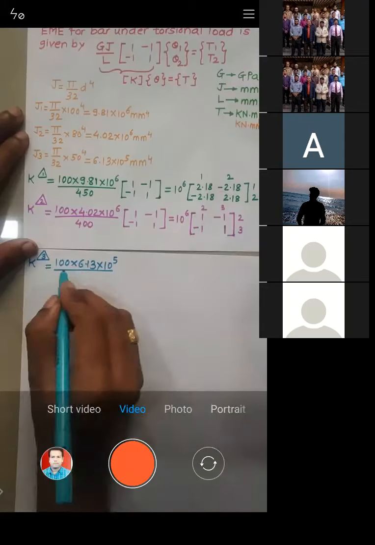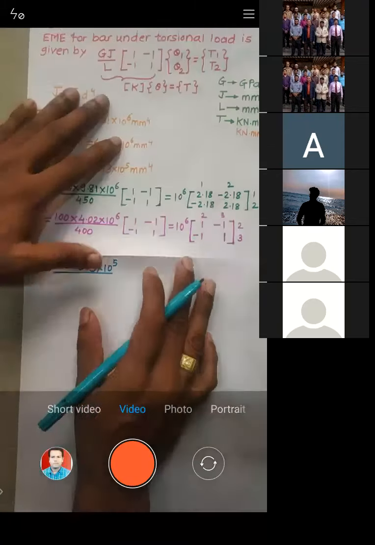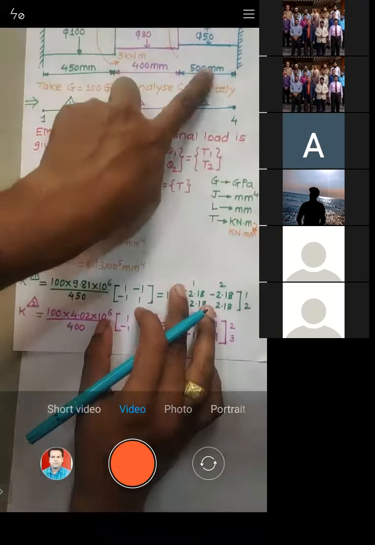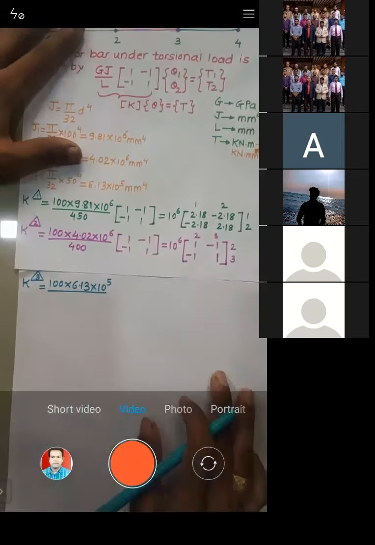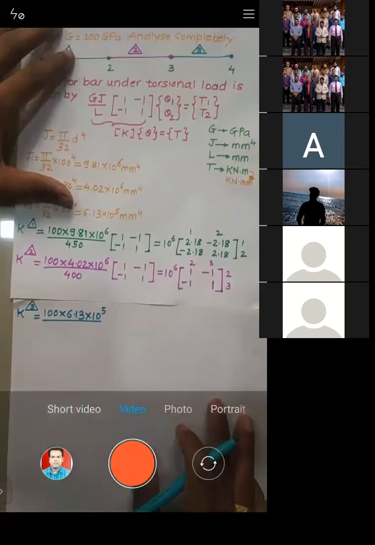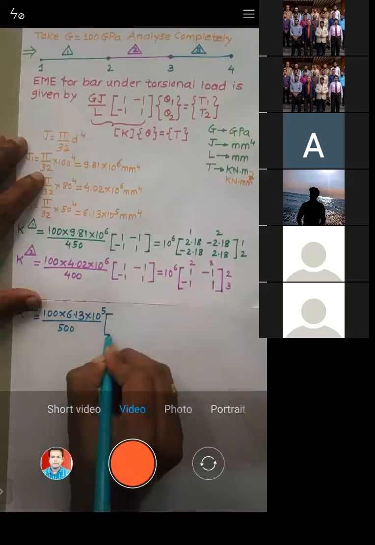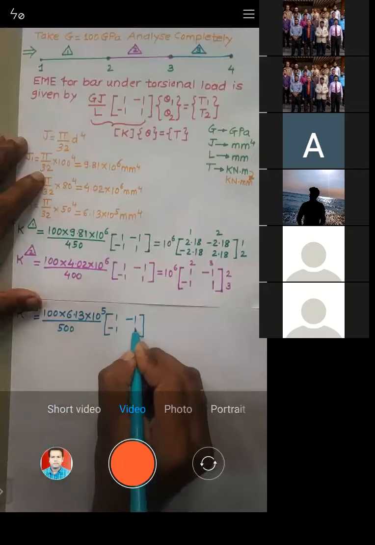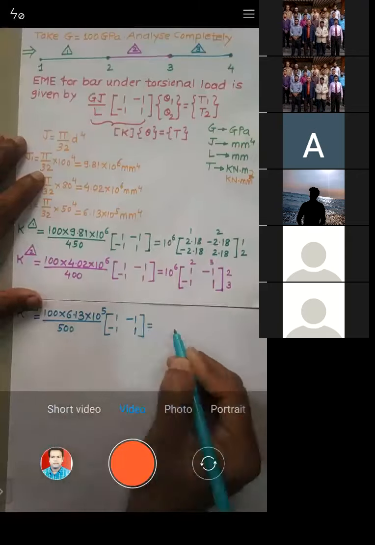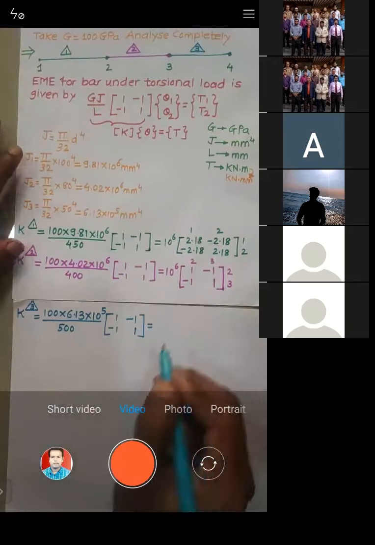G, J. See, this is G, this is J, upon the length of element number 3. Okay, the length of element number 3 is 500, right? 500 into 1, minus 1, minus 1, 1, right? Now you just do this calculation and let me know what answer we are getting.